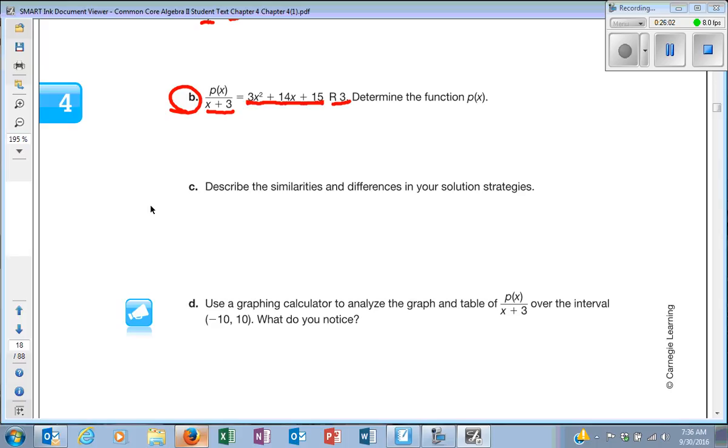So I'll even write this one down. It should look like this. Times 3x squared plus 14x plus 15. And at the end, what should I have? A plus 3. And you should FOIL all that junk out.